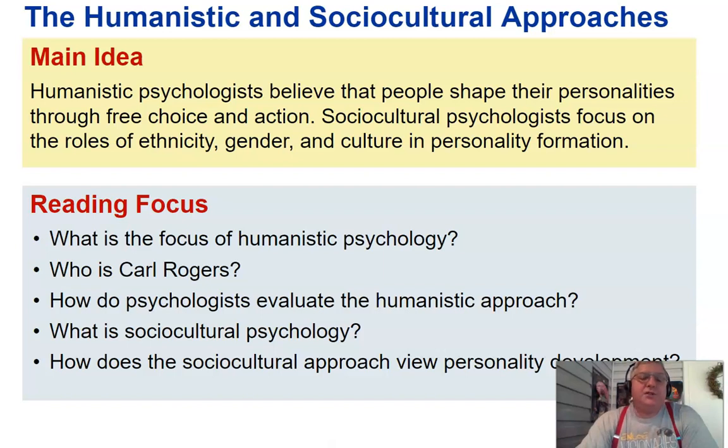So at the end of this section, you should be able to answer: What is the focus of humanistic psychology? Who is Carl Rogers? How do psychologists evaluate the humanistic approach? What is sociocultural psychology? How does the sociocultural approach view personality development?